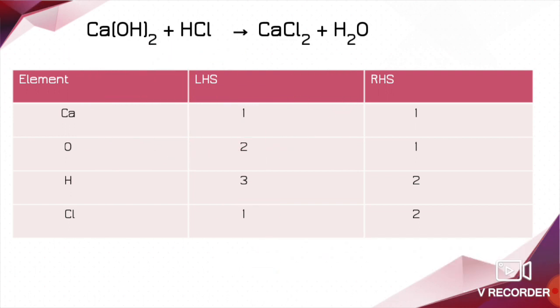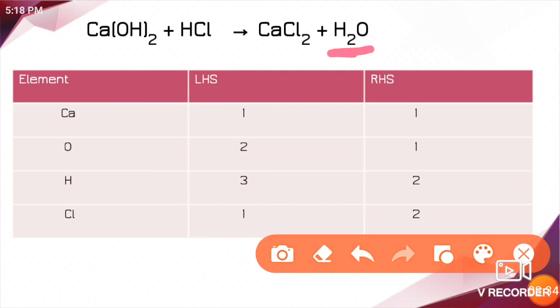And count in the product side. In the product side, only 2 hydrogen atoms are present. Here I wrote 2. Okay? Yes. And then check chlorine atoms. In the reactant side, only 1 chlorine atom is present. Here I wrote 1. In the product side, 2 chlorine atoms are present. Right? So, here I wrote 2.